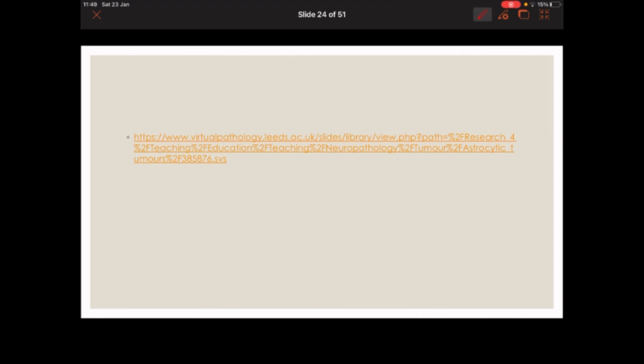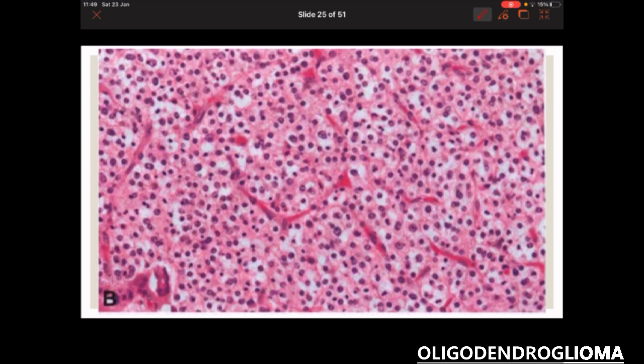And later I will share with you this visual slide of the glioblastoma. Another glial tumor that I would like to share here is oligodendroglioma. This commonly arises from the cerebral hemisphere, and the most common location is the frontal lobe. Most of the patients will present with seizures.